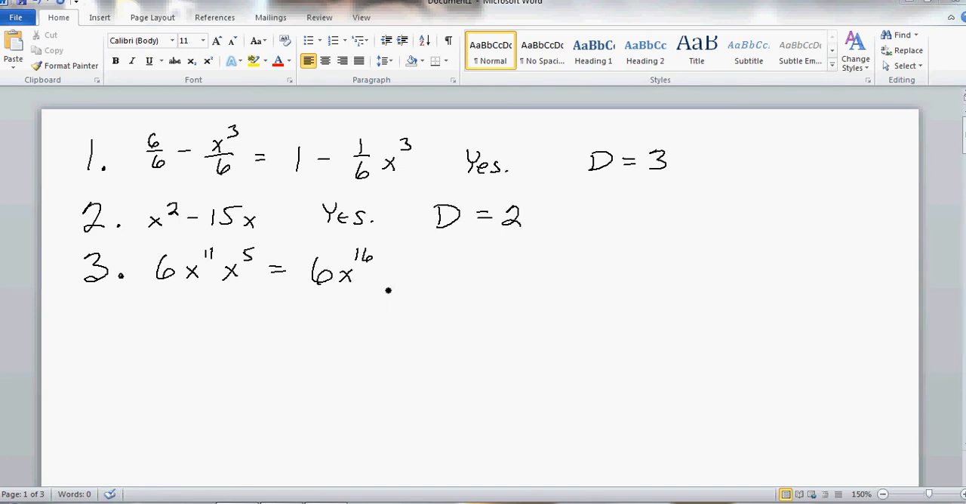But nowhere are there fractions or radicals. So yes, each and every one of these would have an exponent that is either positive or 0, and they would all be integrals. And the degree happens to be this very first one, the biggest one, which is 16.